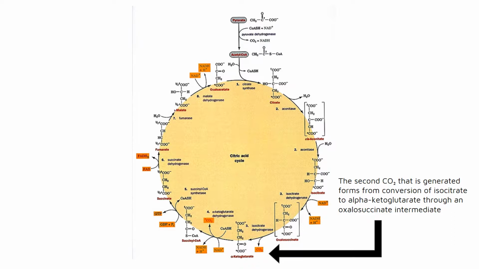Next, carbon dioxide production occurs for a second time during conversion of isocitrate to alpha-ketoglutarate through an intermediate called oxalosuccinate. This step is also an oxidative decarboxylation step. Through the transformation of oxalosuccinate to alpha-ketoglutarate, carbon dioxide is freed from the intermediate molecule. This conversion that causes the release of another carbon dioxide uses isocitrate dehydrogenase.